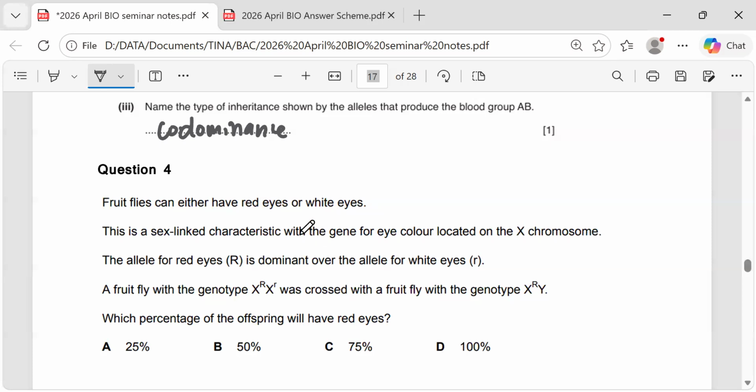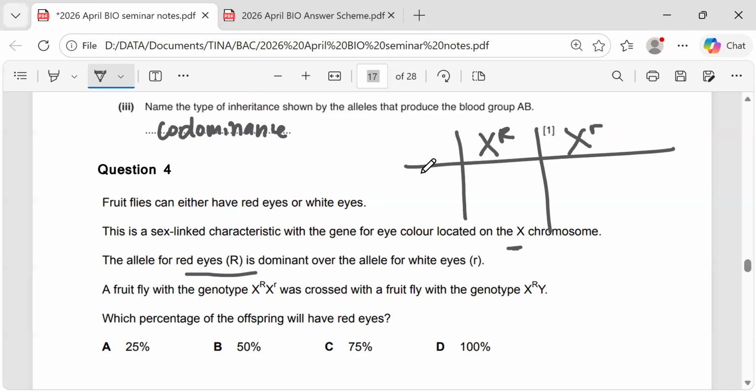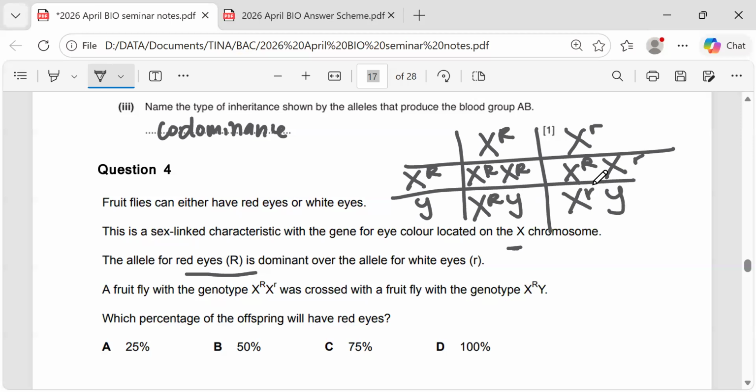Fruit flies can either have red eyes or white eyes. It's sex-linked, located on the X chromosome. Red eyes is dominant. The fruit fly with XRXr is crossed with a fruit fly with XRY. So this is XR. The boy is Y. So five red eyes, only 25% would be white eyes, 75% will be red eyes.